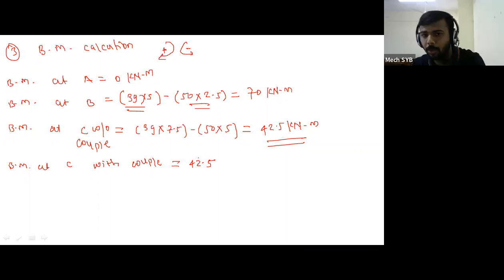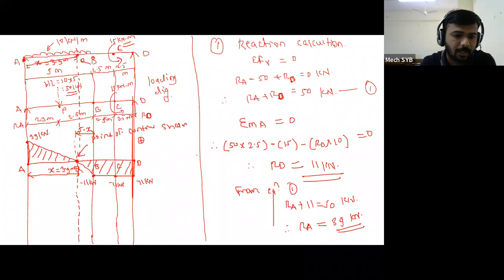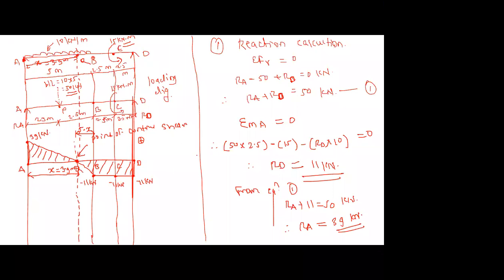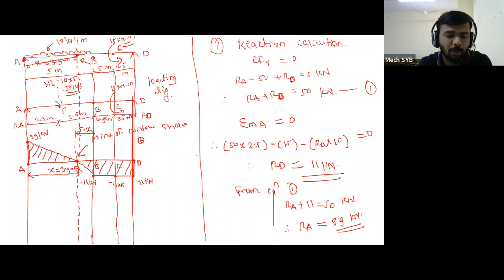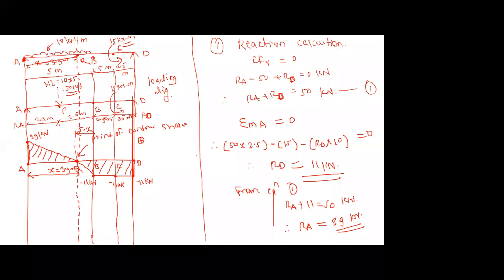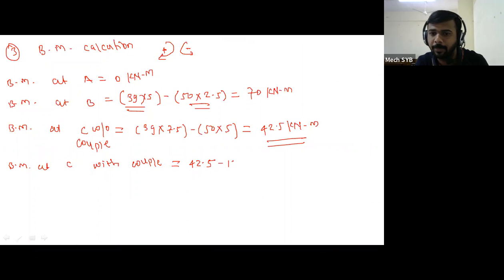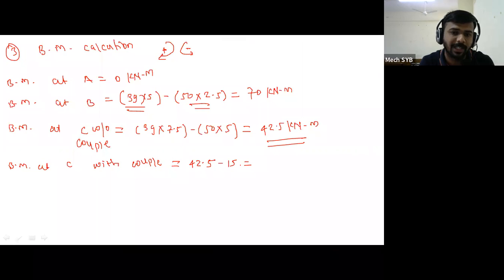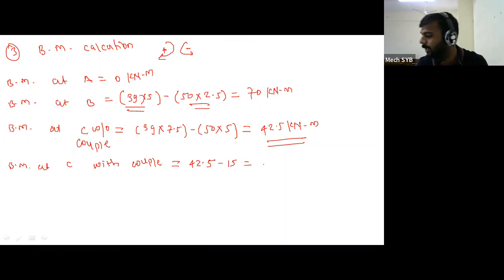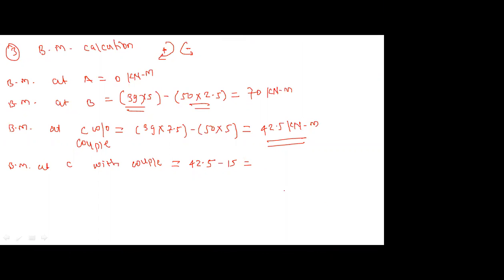Now considering the effect of couple. Couple is rotating anti-clockwise or clockwise? Anti-clockwise. Then we have to take this 15 either as a positive or negative. Negative. So 42.5 minus 15. Don't multiply by the distance once again, say 1.5, because already it is given in kilonewton meter. So what is this answer? 42.5 minus 15, 27.5.